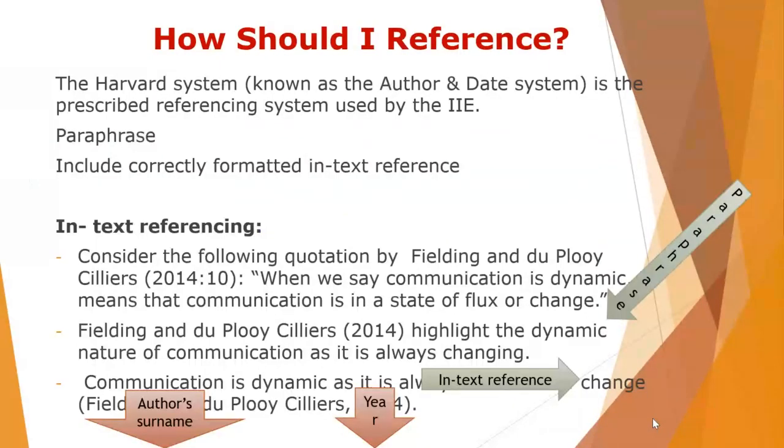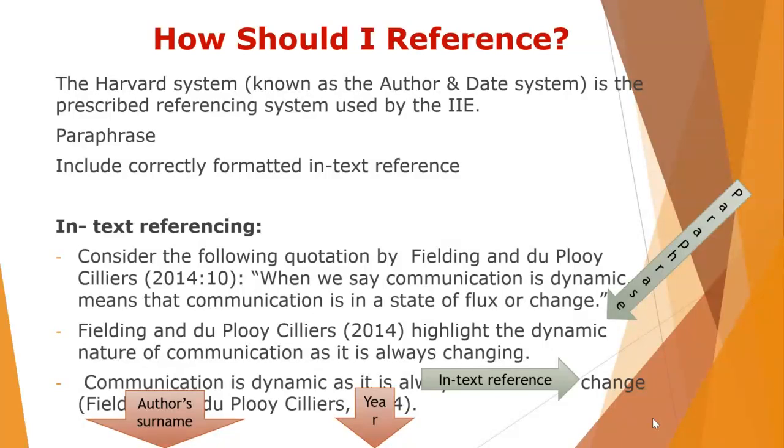How should I reference? The Harvard system, known as the author and date system, is the prescribed referencing system used by the IIE. Now, other institutions use other referencing systems, such as APA, or whatever the case might be. But here at the IIE, we use the Harvard referencing system. Paraphrase and include correctly formatted in-text references. Now, this is how you do in-text referencing.